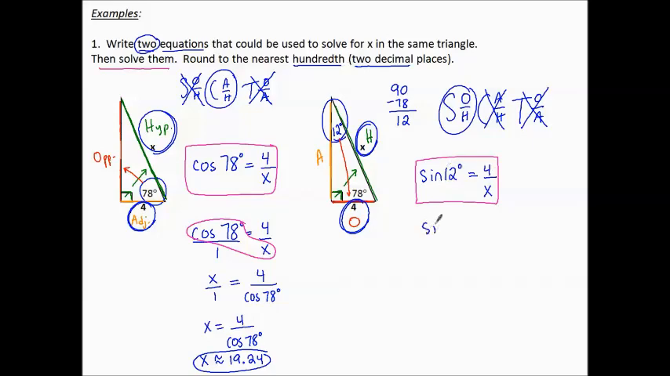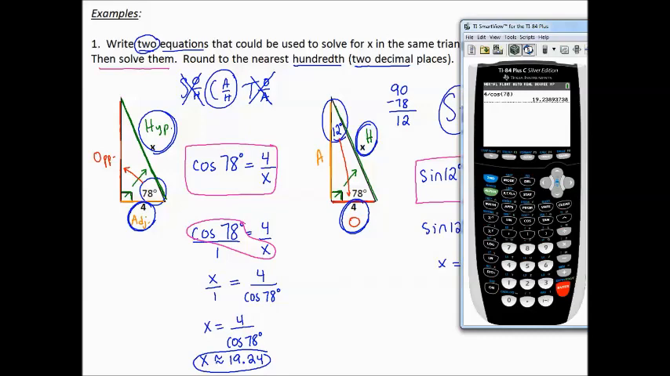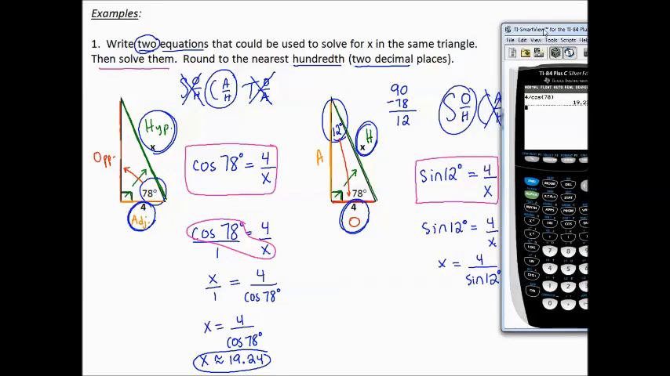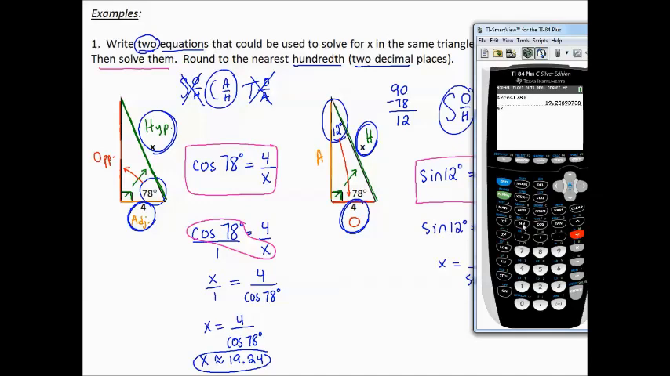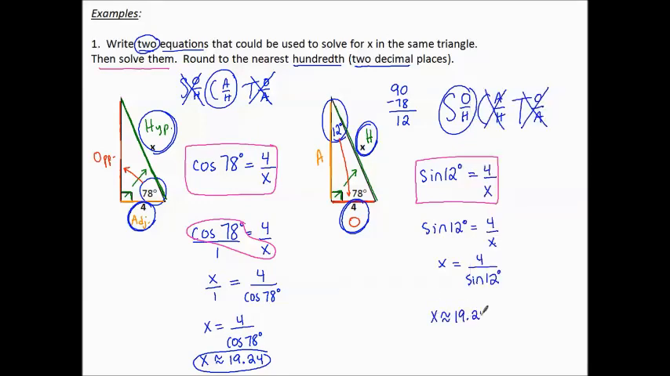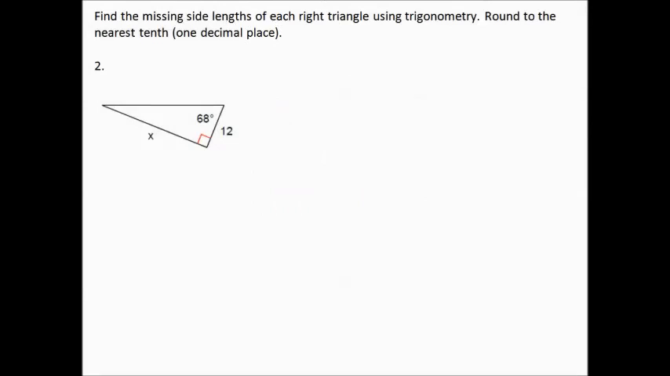Let's try this one. Sine of 12 degrees equals 4 over x. Switch the places when x is in the denominator so that we are dividing by the trig ratio. Now we go to our calculator and type in 4 divided by sine 12, close parentheses, enter. Notice we get the exact same thing because we were given the same problem, we just chose to look from a different angle. So again, I can write x is approximately 19.24. Make sense? Let's try a few more and you'll start to get used to it.